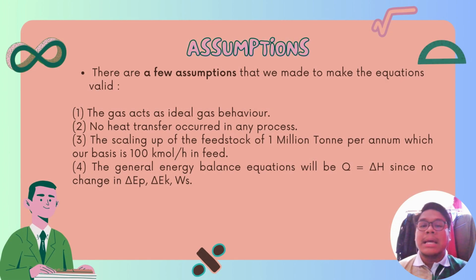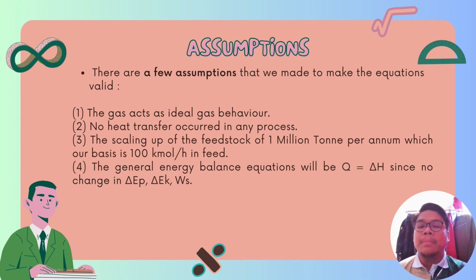Next, we go to the assumptions. There are a few assumptions that we made to make the equation valid. We have four here. First, the gas acts as ideal gas behavior, which is PV equals nRT. Second, no heat transfer occurs in any processes.